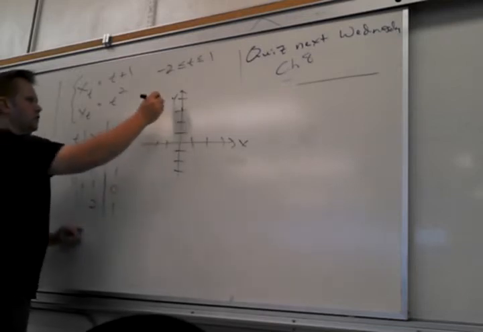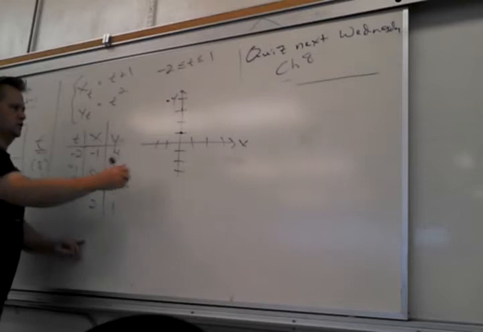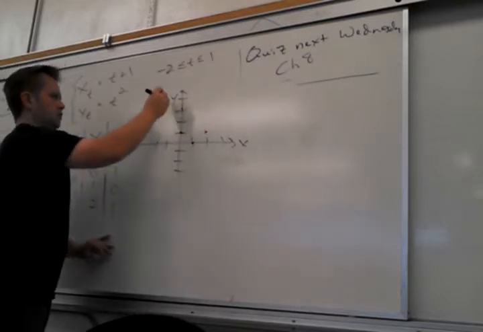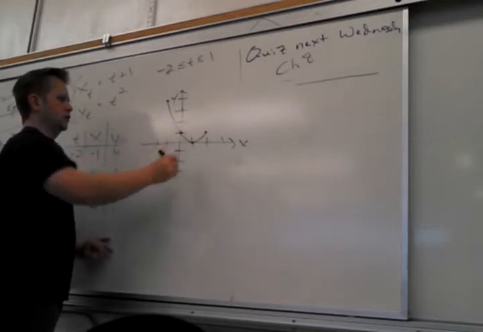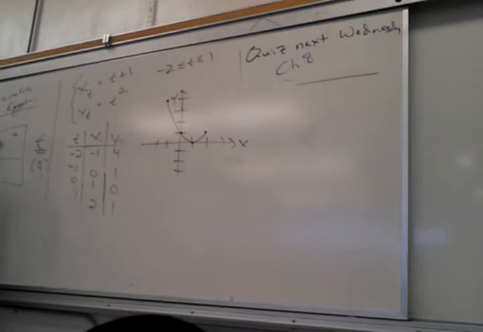So -1, 4, 0, 1, 1, 0, 2, 1. So that's what we get. Of course, what does that look like it wants to be if I increase that? Parabola. Yeah.